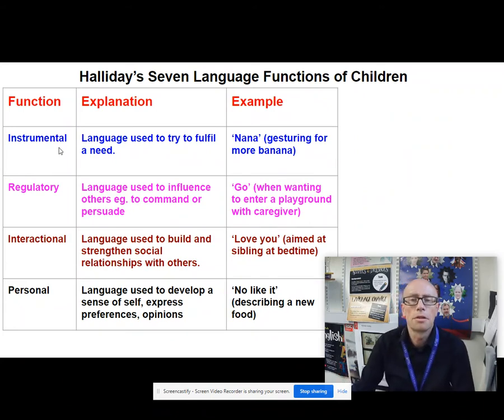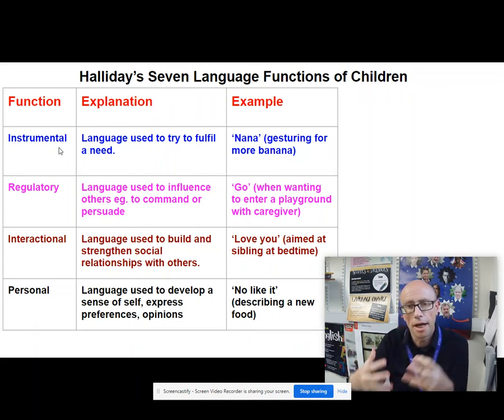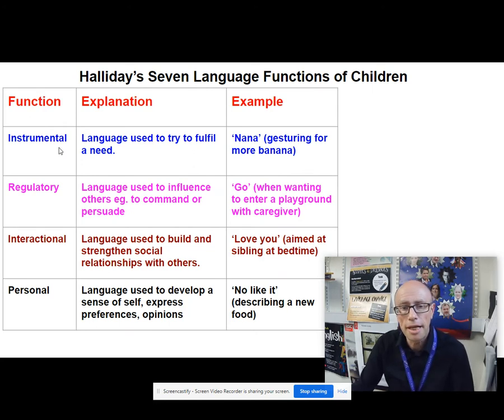This is language used to build and strengthen social relationships with others. Like, for example, the child saying, love you, aimed at a sibling at bedtime, like that's ever going to happen. Now that's interesting, interactional, because that shows that even at this very early age, children are attuned to realizing that language is not just transactional. It's not just about conveying information or giving instructions. It's about establishing and keeping relationships. So interactional language is about strengthening social relationships with others.